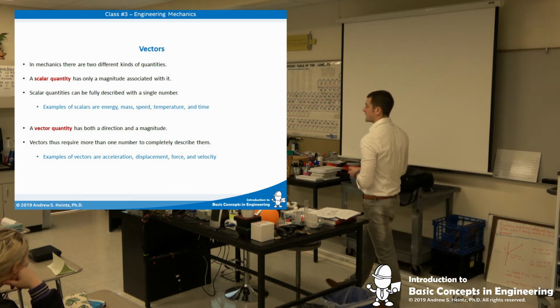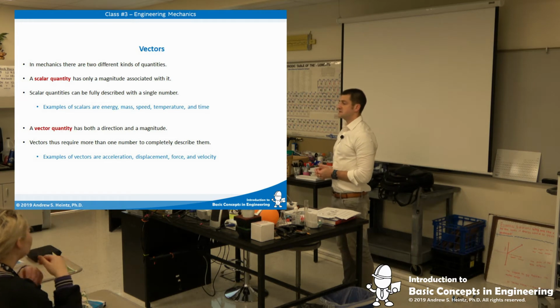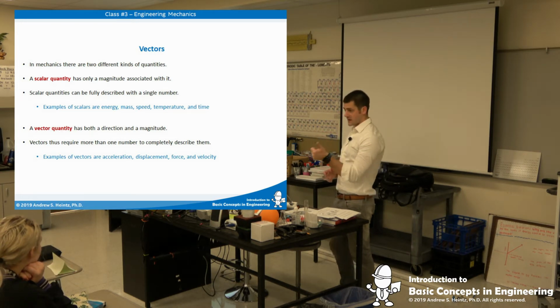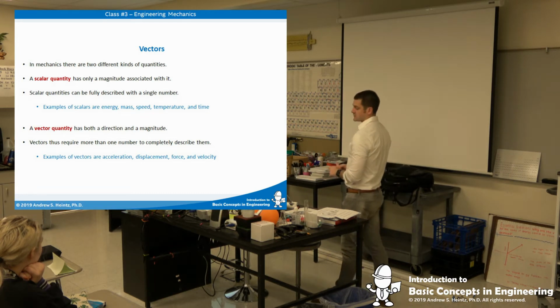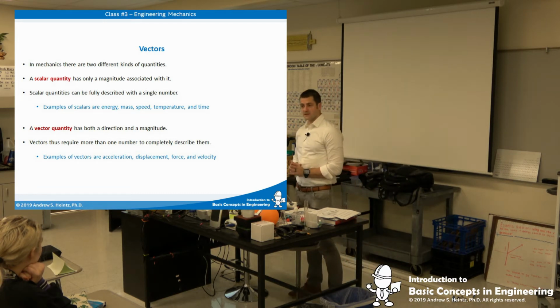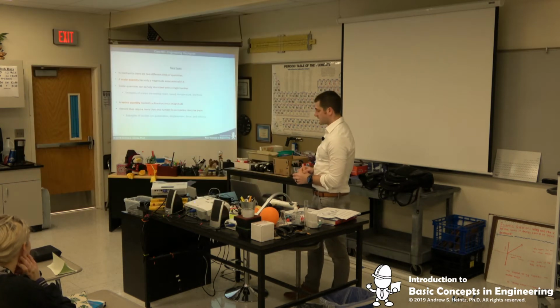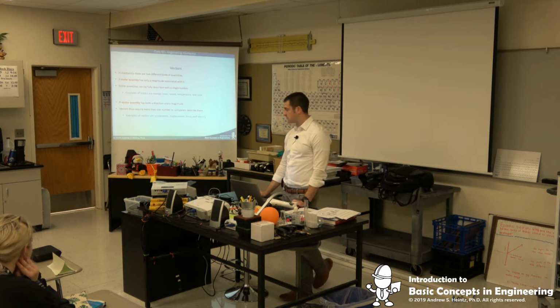Examples of scalars are energy, mass, speed. Right? Speed and velocity are two different things. Right? I see a bunch of nods. That's good. Okay? Temperature and time. A vector quantity, as you guys are all nodding and you know, right? A vector quantity has both a magnitude and a direction. Okay? Examples are acceleration, displacement, force, and velocity.